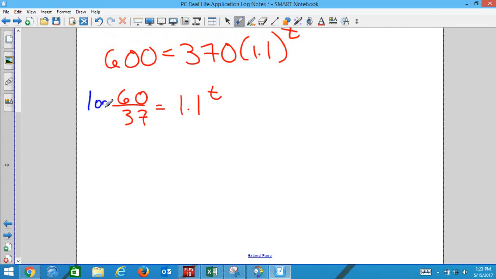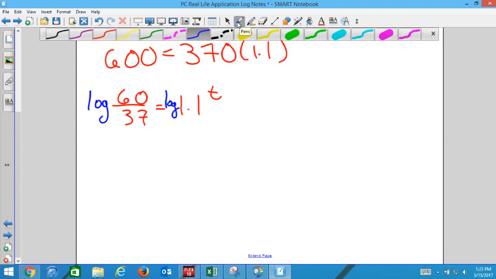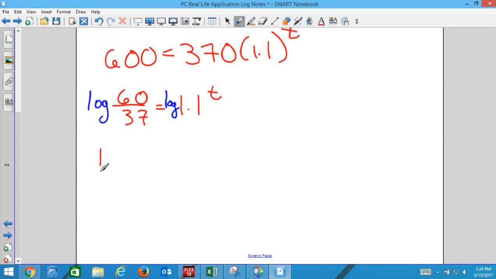I'm going to do log base 10 both sides. You could also do ln to both sides, just so you know. That one works too. Try it. Wherever I write log, you write ln. It works. Okay, so from here, I now have log of 60 over 37 equals, this is going to be t multiplied by log 1.1, because if I have an exponent, I could expand it and put it in front. And then from there, I'm going to solve for t by getting rid of log 1.1.